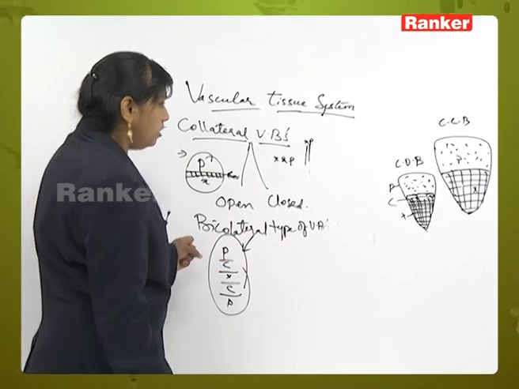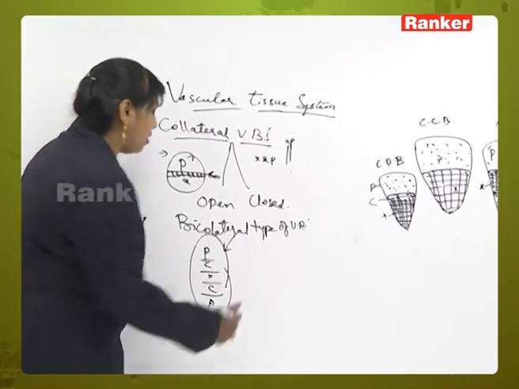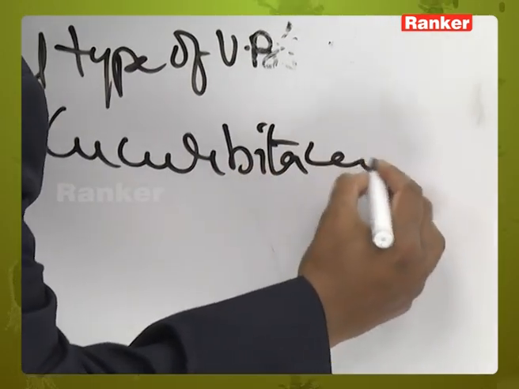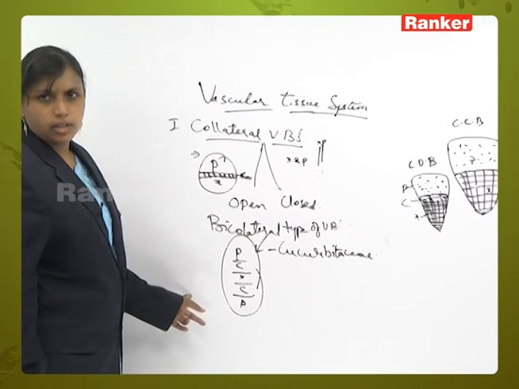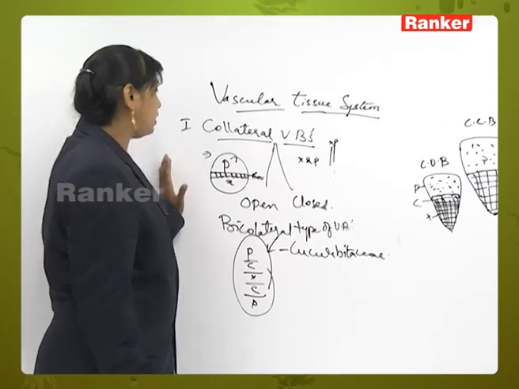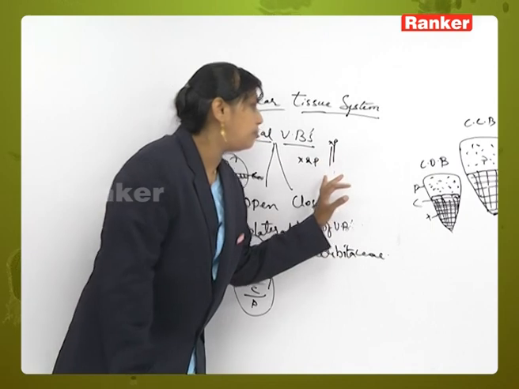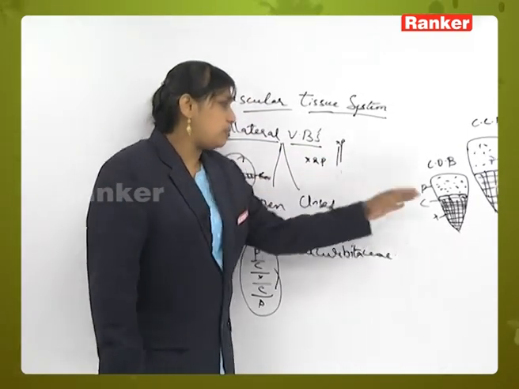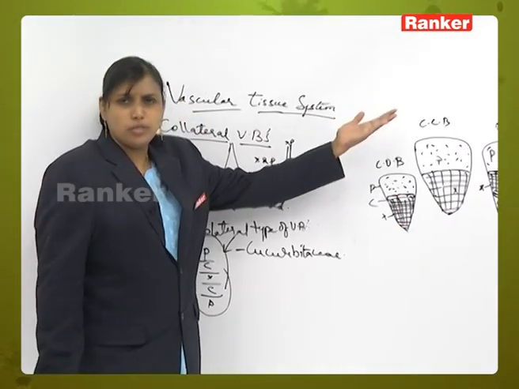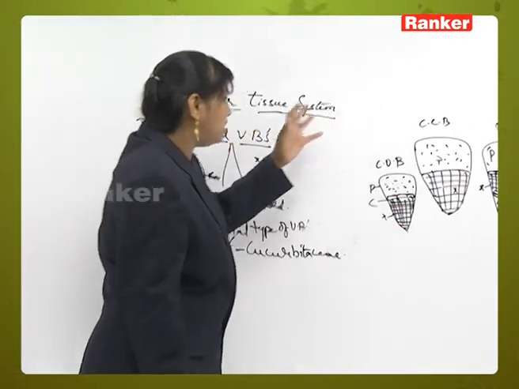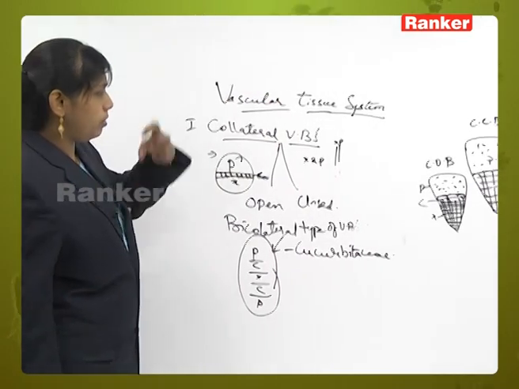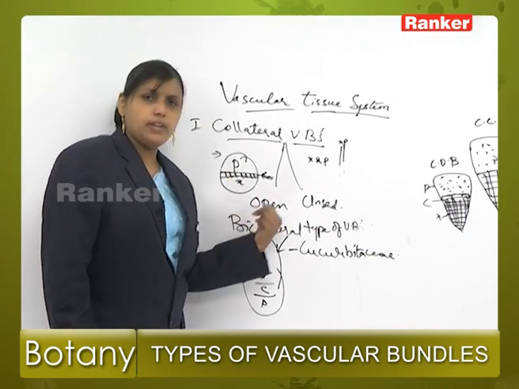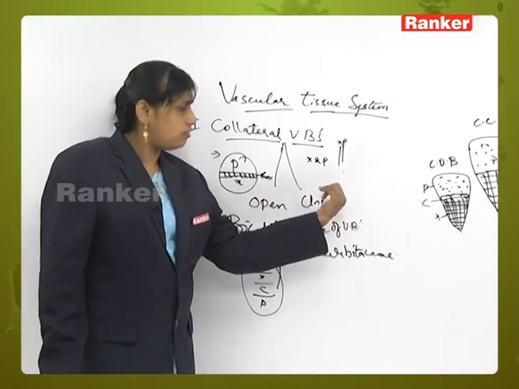Such types of vascular bundles are seen in the family Cucurbitaceae. So these are the different types of collateral vascular bundles. Collateral vascular bundles are bundles in which xylem and phloem are arranged on the same radius. If xylem is towards the inner side and phloem is immediately above it towards the outer side, then those are collateral vascular bundles. Again, these are of two types: open collateral and closed collateral vascular bundles.